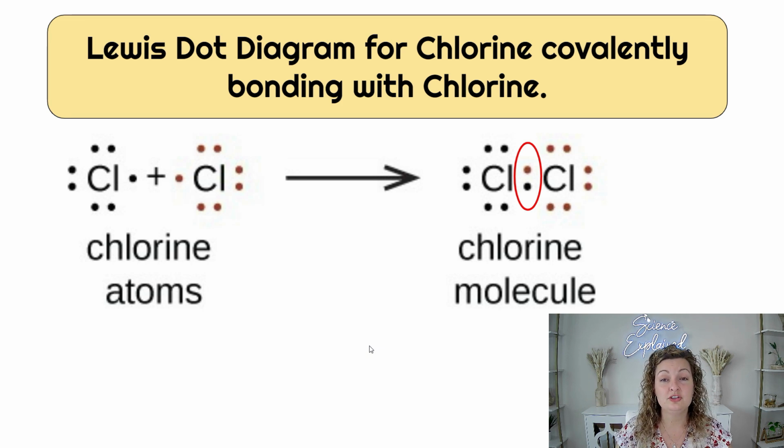So Lewis dot structure for chlorine and chlorine covalently bonding, you can see that we have 7 valence electrons each. Well, we only need 8. So we're not going to share all 7, right? We're just going to share 1 each.